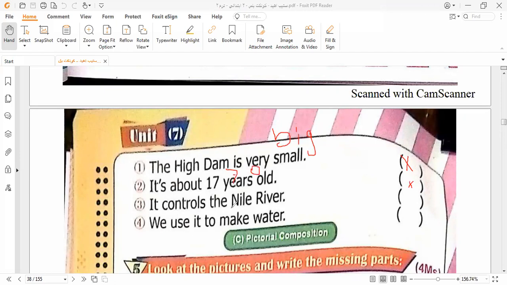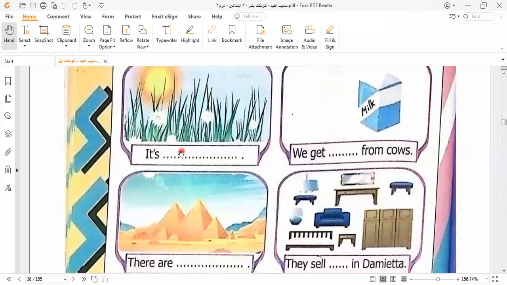It controls the river Nile. Yes, we use it to make water. Wrong. We use it to make electricity. Okay. Let's go to another question. It's what here? It's sunny. We get milk from cows. There are pyramids.